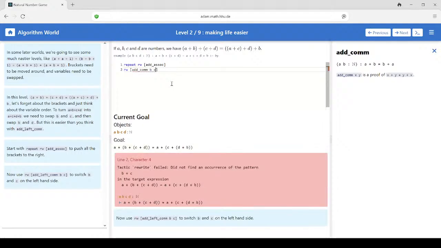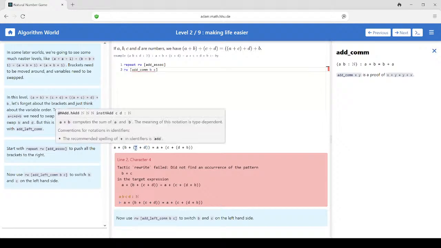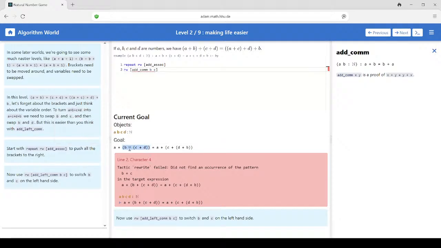B and C. And that doesn't work. Why? What is the difference between this and left? The left version of it. I suppose it's probably because you can't switch the place of B and C, because B is already in this relationship with D. C plus D is one thing together in brackets. And then, yeah, so it won't let them swap.